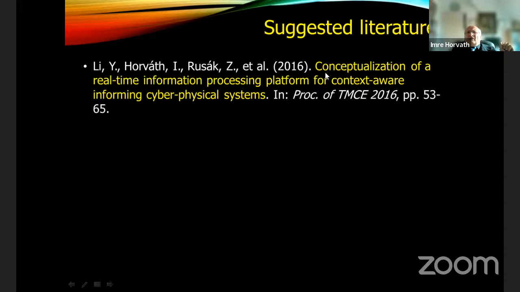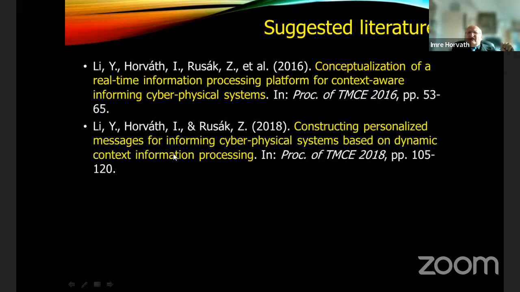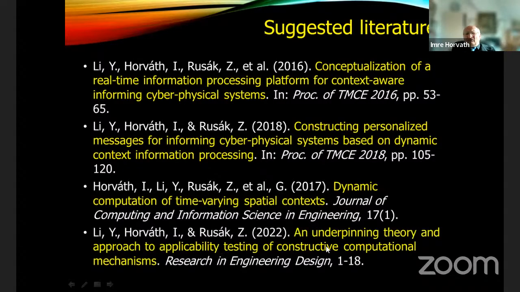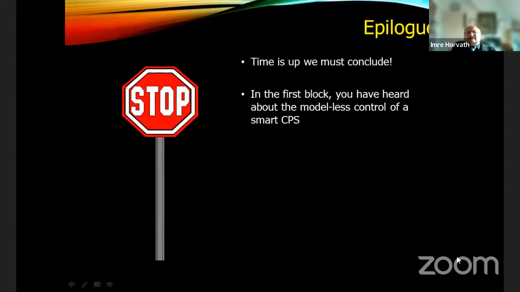And one of the most important things is this paper, Conceptualization of a real-time information processing platform for context-aware informing system. We also wrote a paper jointly about how to construct personalized messages, for instance, based on dynamic context information processing. Then there was a paper presented on dynamic computation of time varying spatial context. And then I also suggest studying this paper, which is about underpinning theory and approach to applicable testing of constructive computational mechanisms. So this concludes the second lecture.